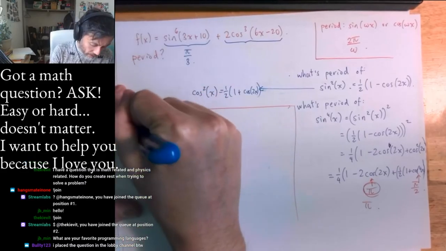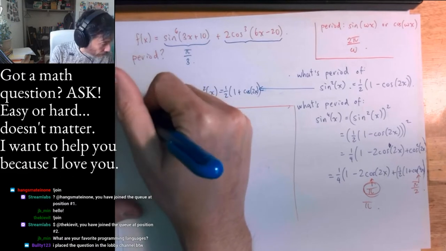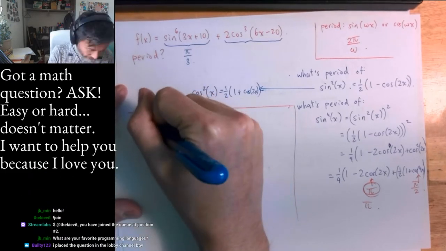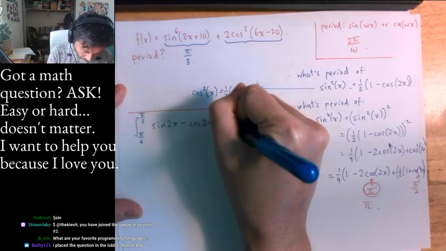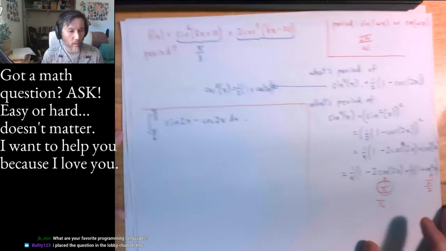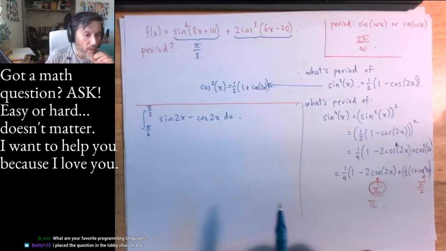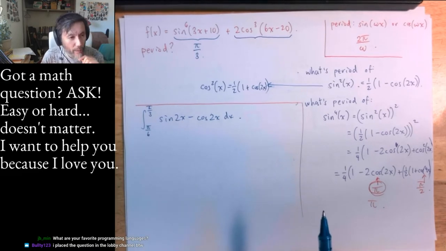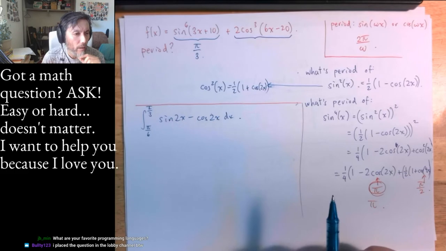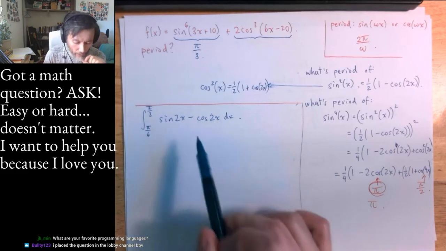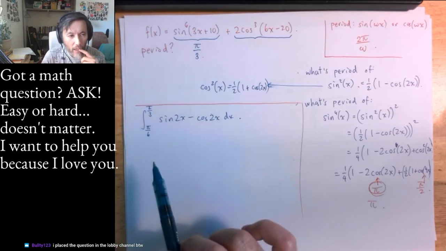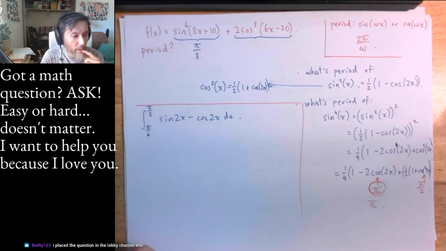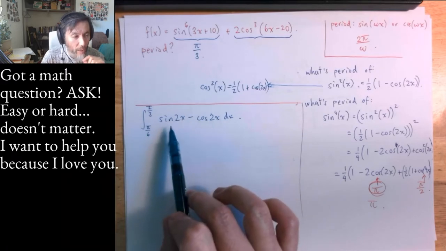Okay. We want to find the integral from pi over 6 to pi over 3 of sine 2x minus cosine 2x dx. And so, of course, what we're going to use is the fundamental theorem of calculus, right? Which requires that we find some antiderivative of this integrand. And then all we need to do after that is plug in the bounds of integration. Okay, so can you tell me an antiderivative of, for example, sine 2x?